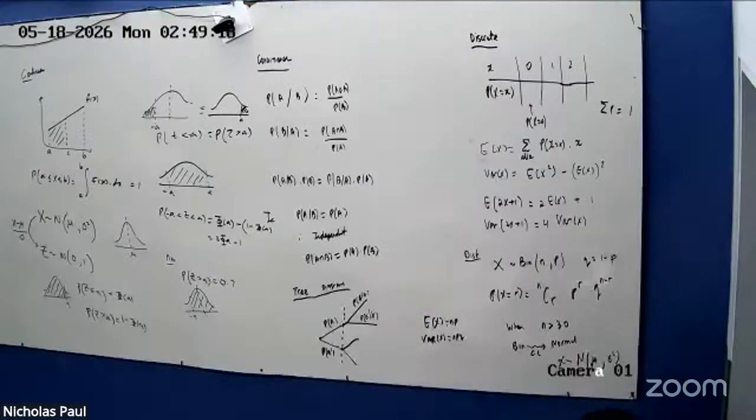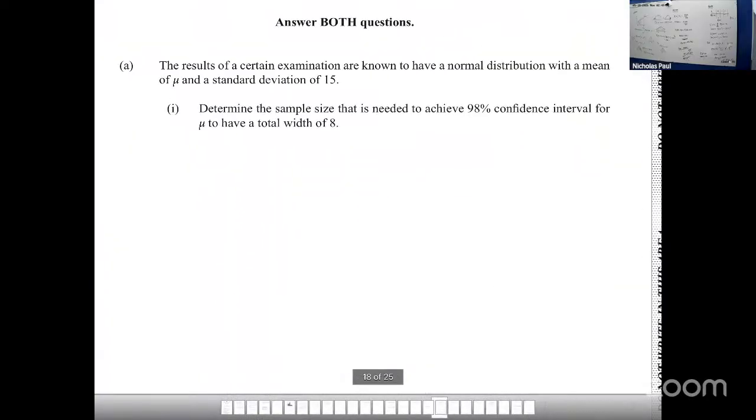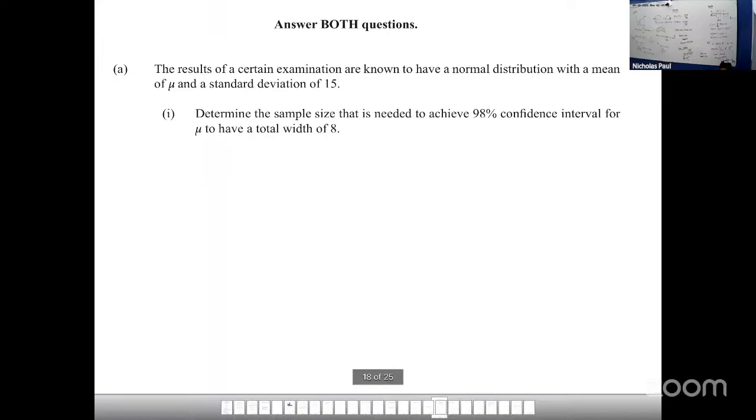Let's focus on hypothesis testing. Let's go back to 2019. This time we do it together. Right, go to number 5. Tell me how we start in this. Go to number 5.